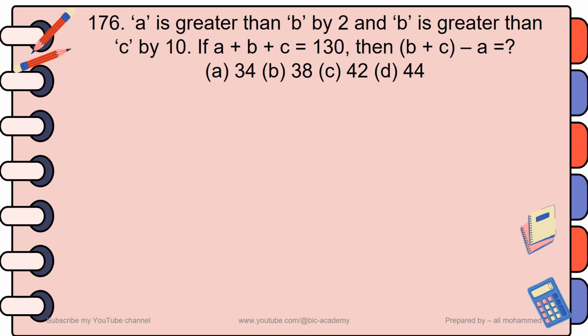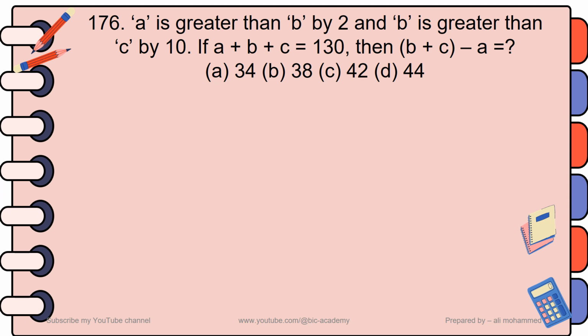Question number 176. A is greater than B by 2 and B is greater than C by 10. If A plus B plus C is equal to 130, then in a bracket B plus C minus A is how much? A 34, B 38, C 42, D 44.